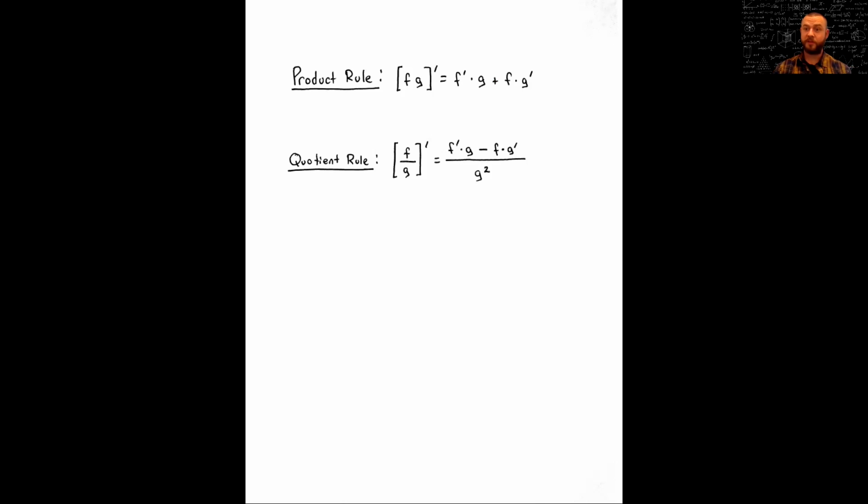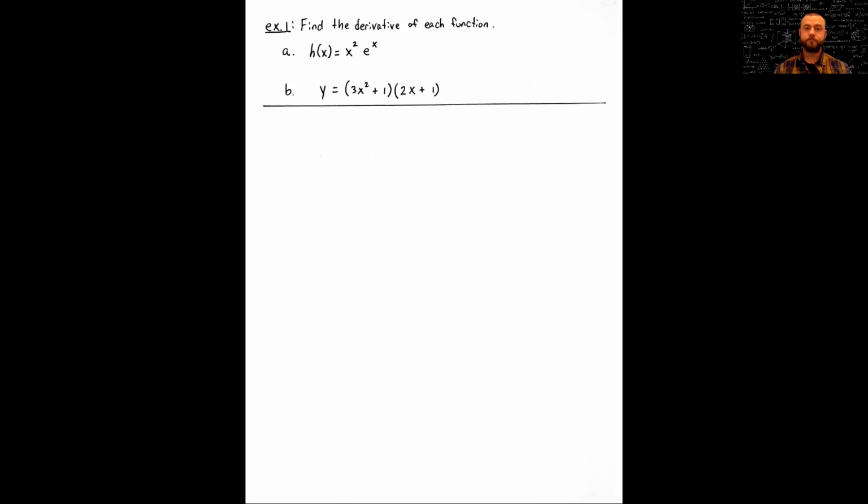All right, let's advance to example 1. All right, so the question is really simple. Find the derivative of each function. Now, we've started in the last lecture answering that with basic rules: the derivative of a constant, the derivative of a power, and then the derivative of an exponential function.